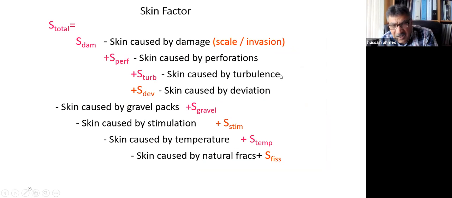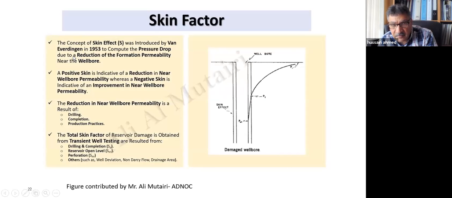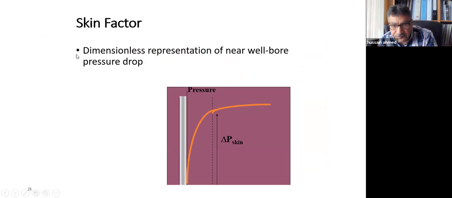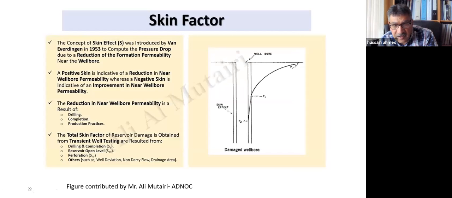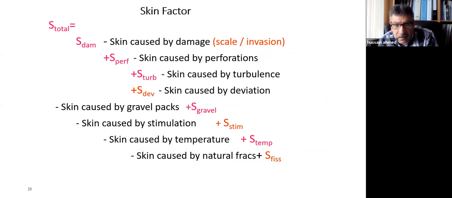The skin comes from many factors, as you see, the so-called total skin. So the total skin is made of many contributions. These are skin by scale or invasion, which I mentioned to you. Perforation skin. Turbulence, the movement of fluid around the wellbore, with Reynolds numbers more than 4,000. Deviation at a certain angle can also give skin factor, as can gravel packing. Sometimes even stimulation, if it has failed, can cause skin as well.